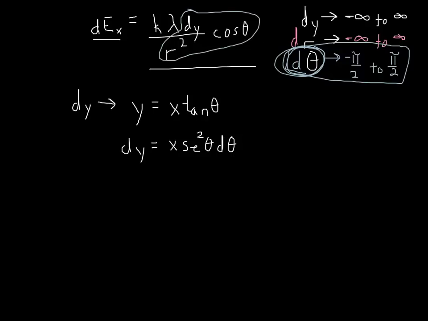I can also figure out what this r squared is in terms of theta. That's going to be equal to x squared divided by cosine squared of theta. It takes some working out to see that, takes some thinking, but you can work this out. You can see this through triangles. If you need help with that, ask me questions. So r squared is going to be equal to x squared times secant squared of theta.